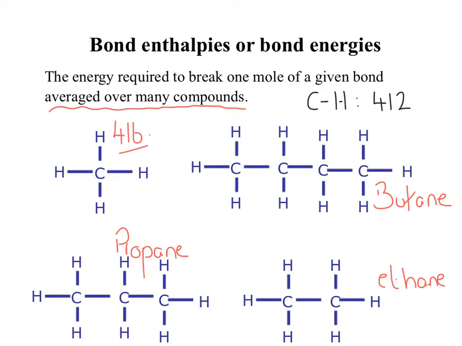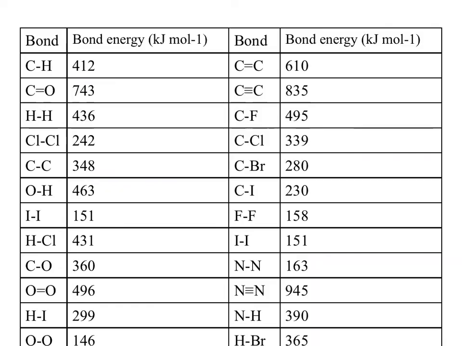But because carbon-hydrogen bonds occur in lots of different compounds, the experimental data is derived from all these different compounds, and we come up with this value of 412 when we average the energy required to break a carbon-hydrogen bond over lots of the different compounds that it occurs in. And all these bond enthalpies are always endothermic. We always require energy, and that makes sense to break a bond.